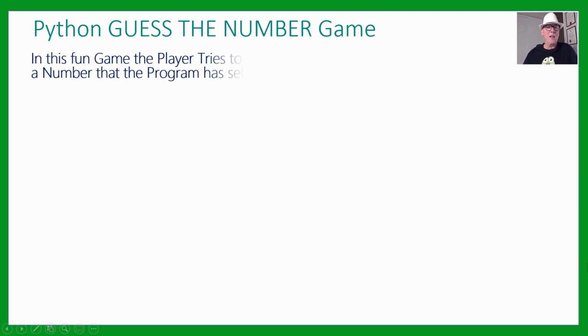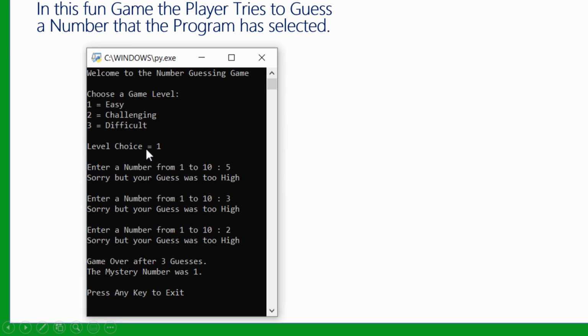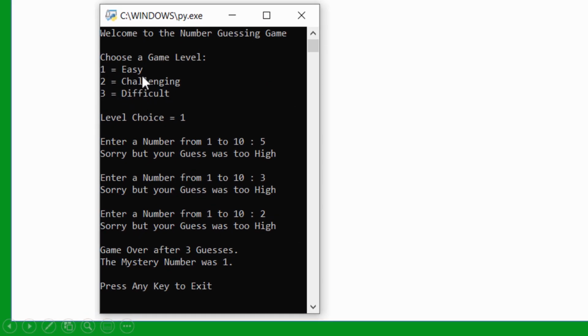All right, so this is the Python Guess the Number game. First off, we're just going to start with a simple game where they just guess the number as an easy level. So this is later on when we have levels. We're just going to start off that they get one guess at a number between 1 to 10, but then we move into this one where they get 3 guesses.